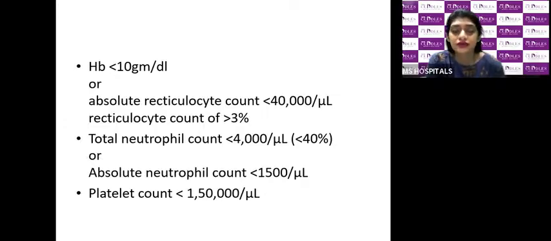Sometimes we look at the MCV also. MCV is high. There is always a confusion between vitamin B12 deficiency and severe aplastic anemia. So we need to know all of these things to have a close view about when to diagnose it as pancytopenia.